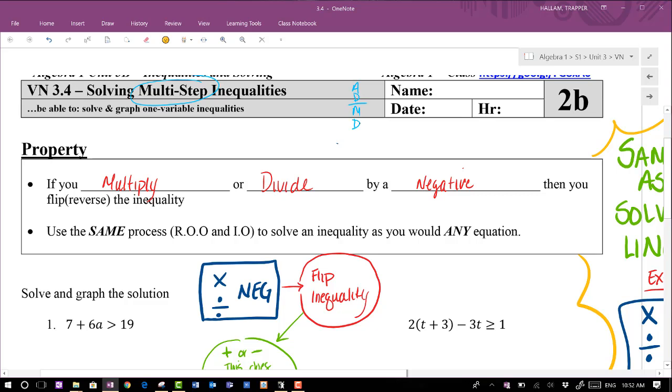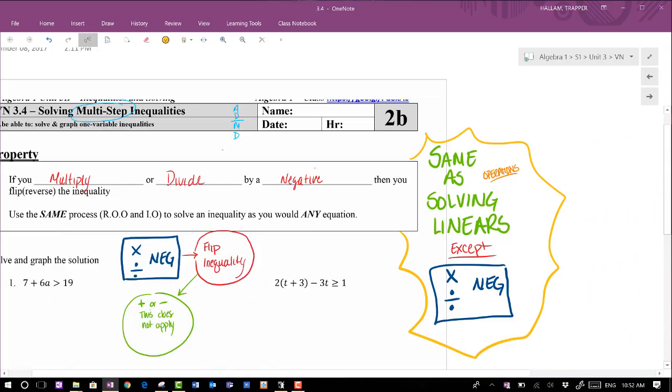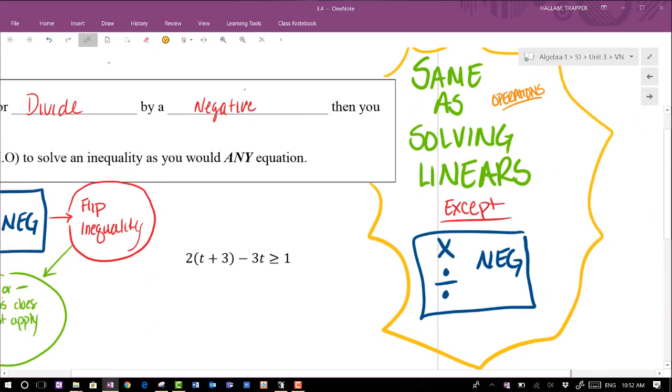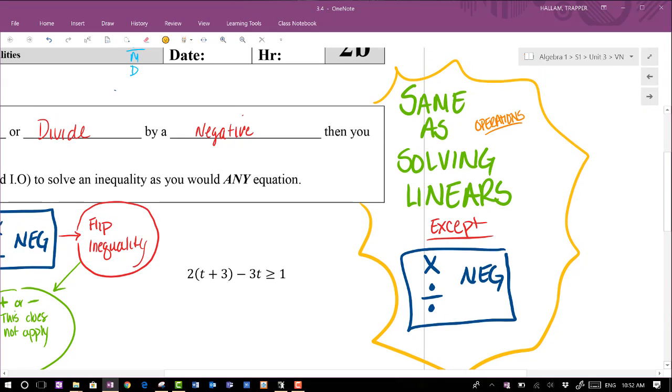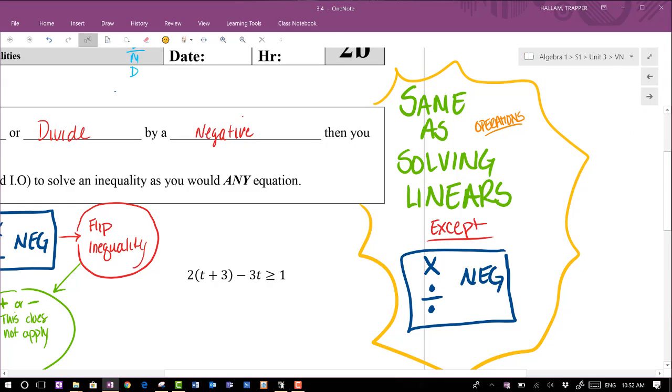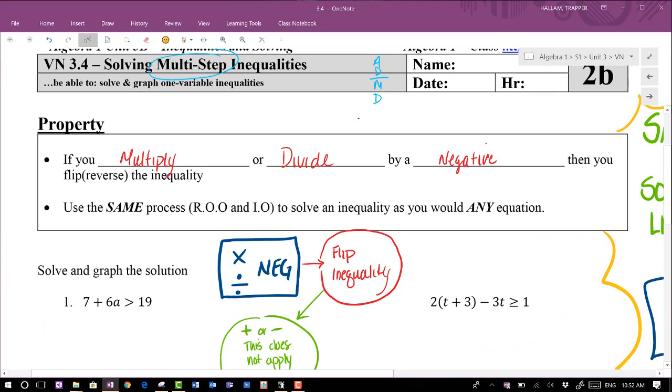With the last video, you should be familiar with one main concept: solving linear inequalities uses the same operations as the linear equalities that we've been working with, except when we multiply and divide by a negative number. That's the only time it's different. So let's take a look at that, and then we'll see it in action.